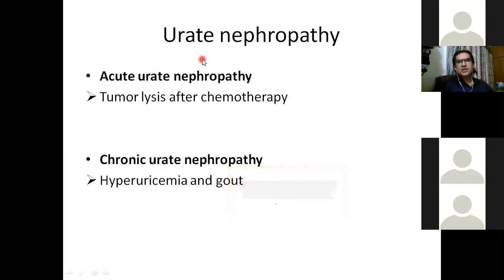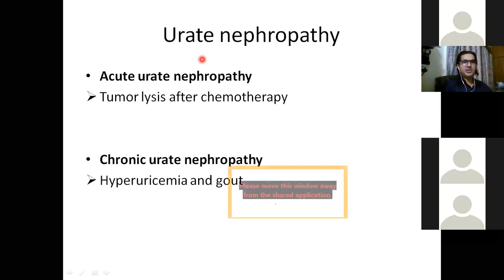So acute urate nephropathy, typical clinical scenario: a patient who is undergoing radiation or chemotherapy for some cancer, for lymphoma, after which the patient suddenly develops oliguria, and you do BUN creatinine, and there is a rise in BUN creatinine. Further labs show hyperkalemia and metabolic acidosis. So this is acute urate nephropathy.